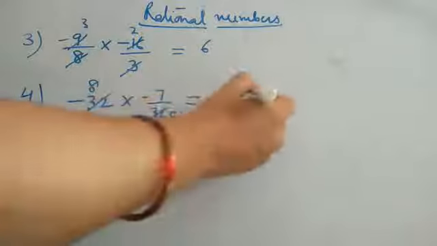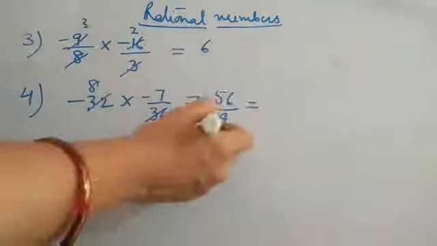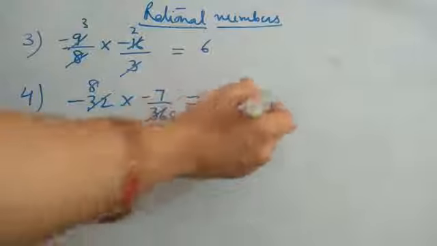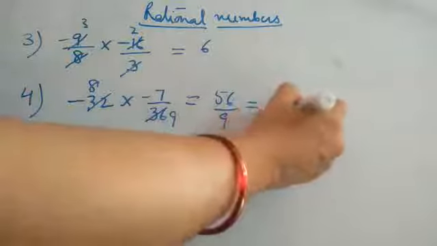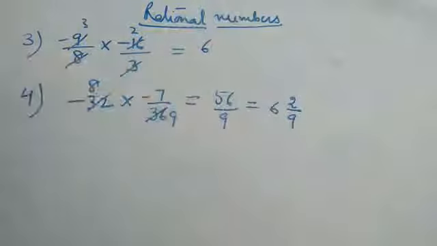Okay. You can convert this into a mixed fraction also. 9 5s are 45, 9 6s are 54, 6 and 2 by 9. Okay. This is how you will multiply the numbers.